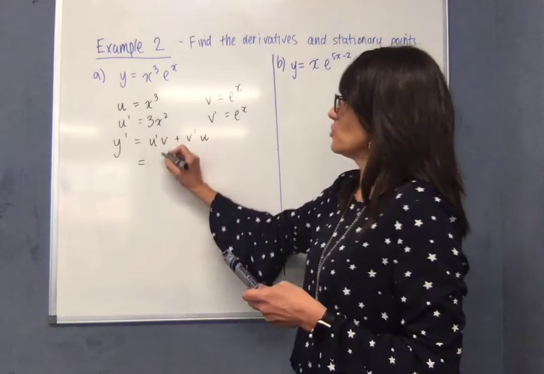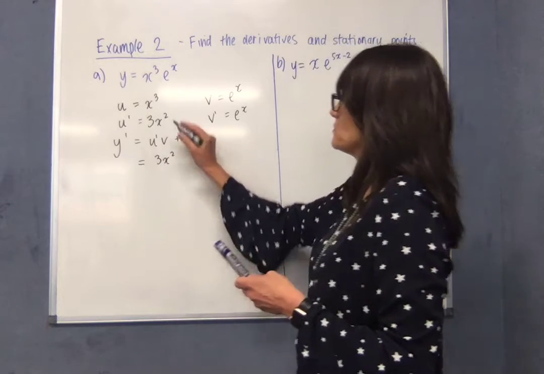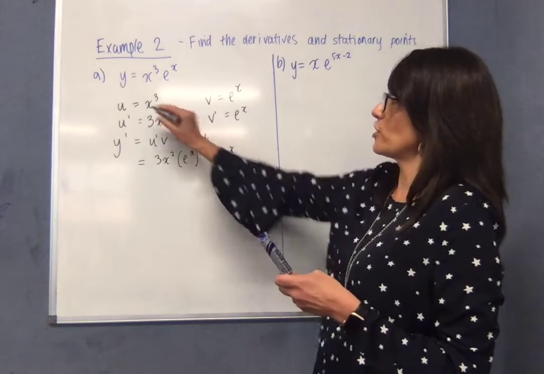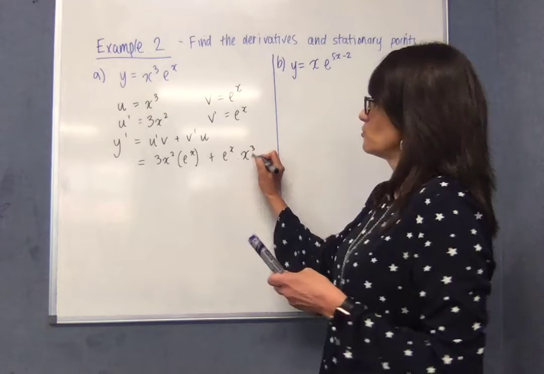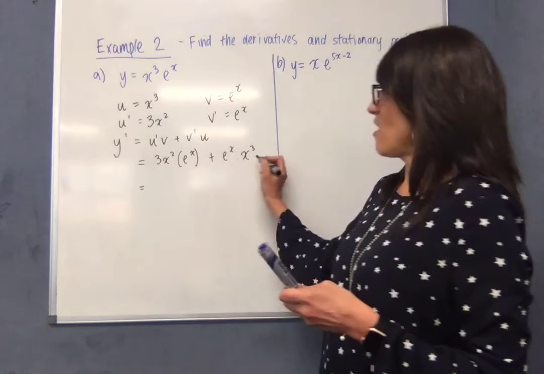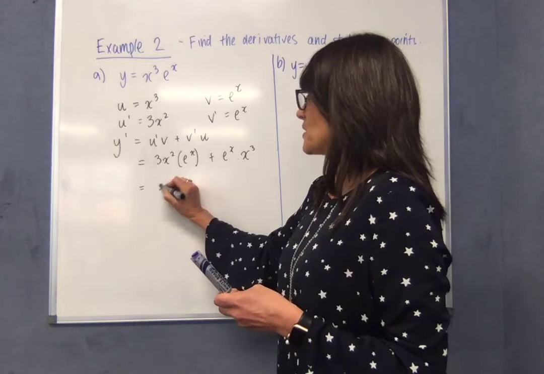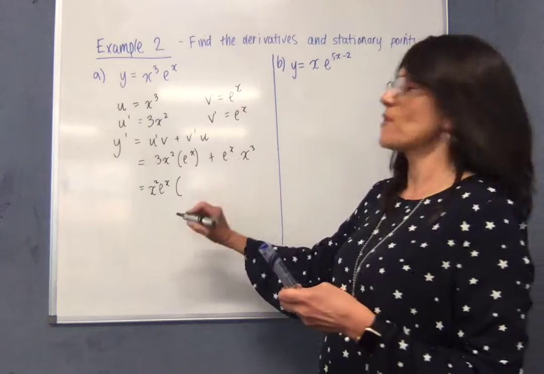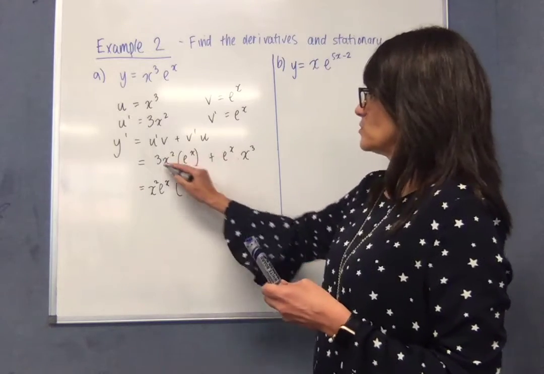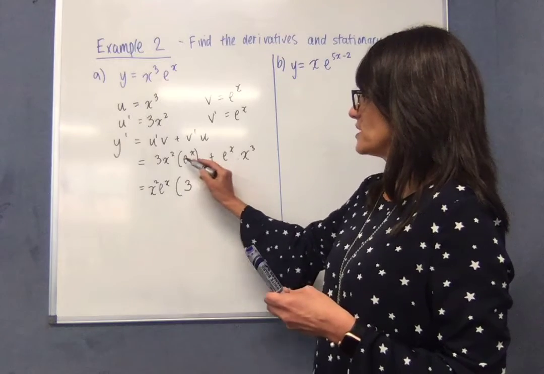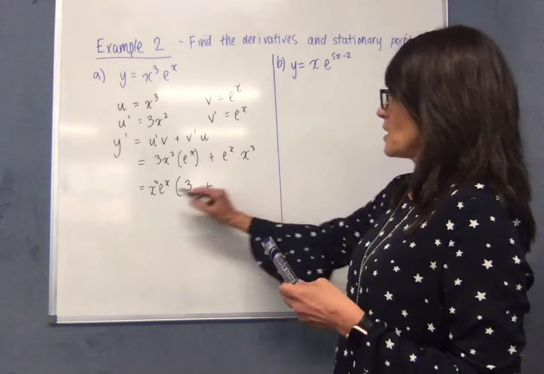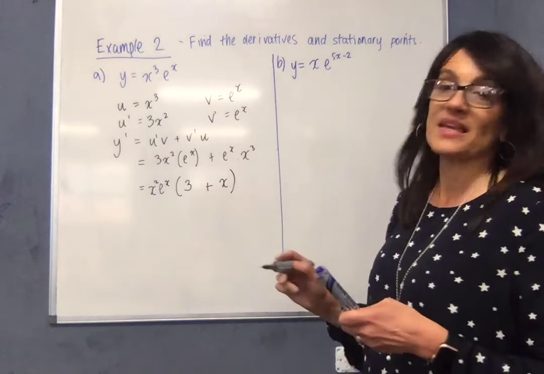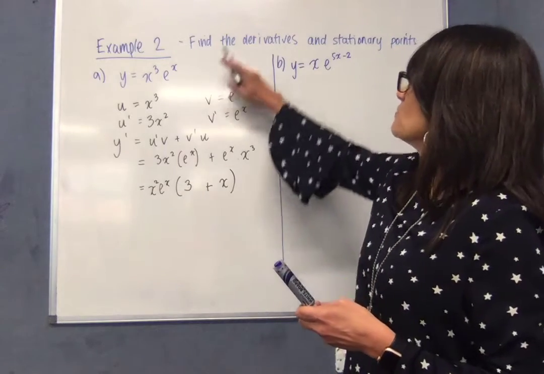So substituting in u dash, 3x squared, times v, which is e to the x, plus v dash, which is e to the x, times u, which is x cubed. We can take out our highest common factor, which is actually e to the x and x squared. So we could write x squared e to the x, and then in brackets we'll have 3, because we're multiplying all of this by 3 to get our previous term, plus, if we take out an x squared here, you can see we'll just have an x times e to the x. So that's the first part, find the derivative.